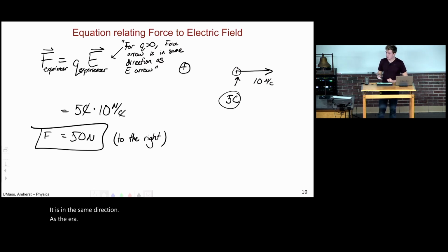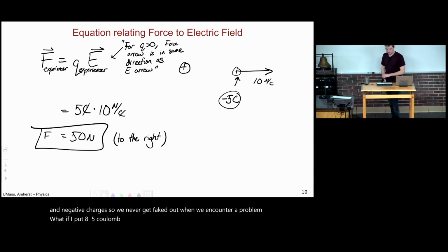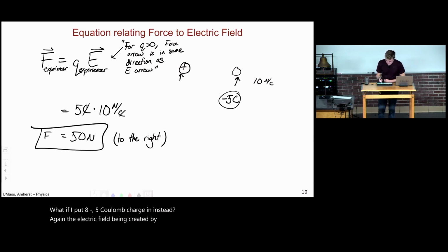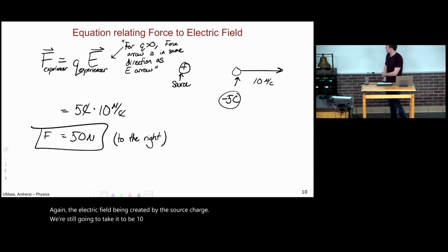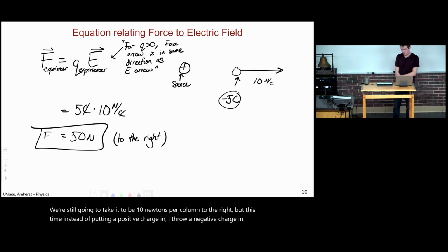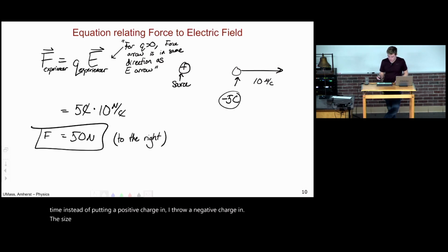Okay, now let's change it up. We're always going to have to look at positive charges and negative charges so we never get faked out when we encounter a problem. What if I put a -5 coulomb charge in instead? Again, the electric field being created by the source charge, we're still going to take it to be 10 newtons per coulomb to the right. But this time, instead of putting a positive charge in, I throw a negative charge in. Okay, well, the size of the force is still the electric field times the size of the charge. So it's still 50 newtons, but in a different direction now.